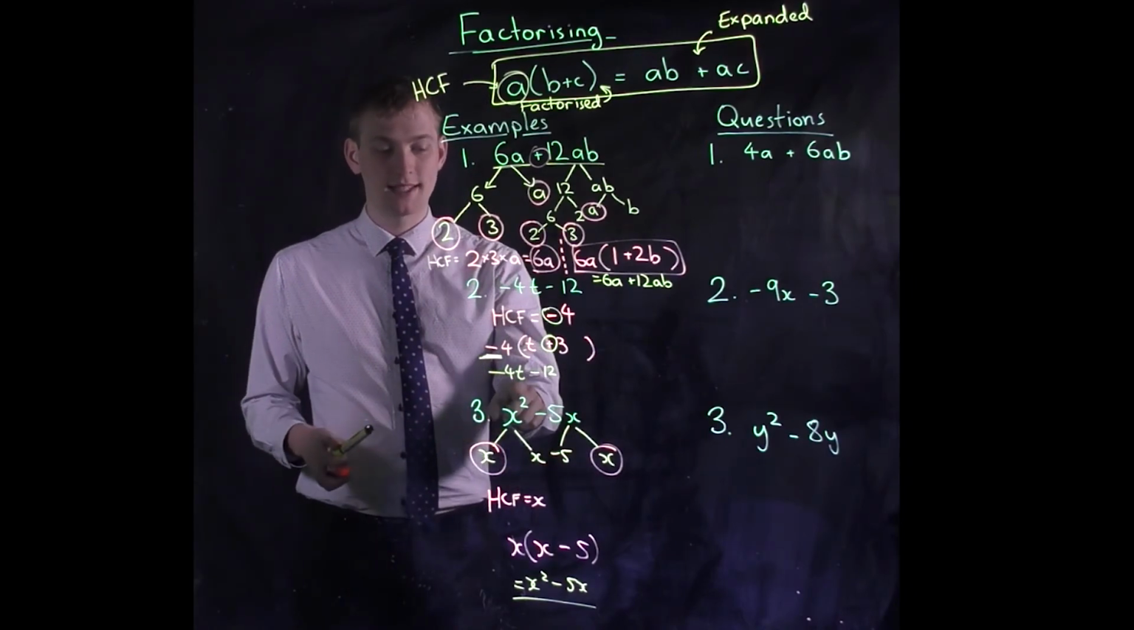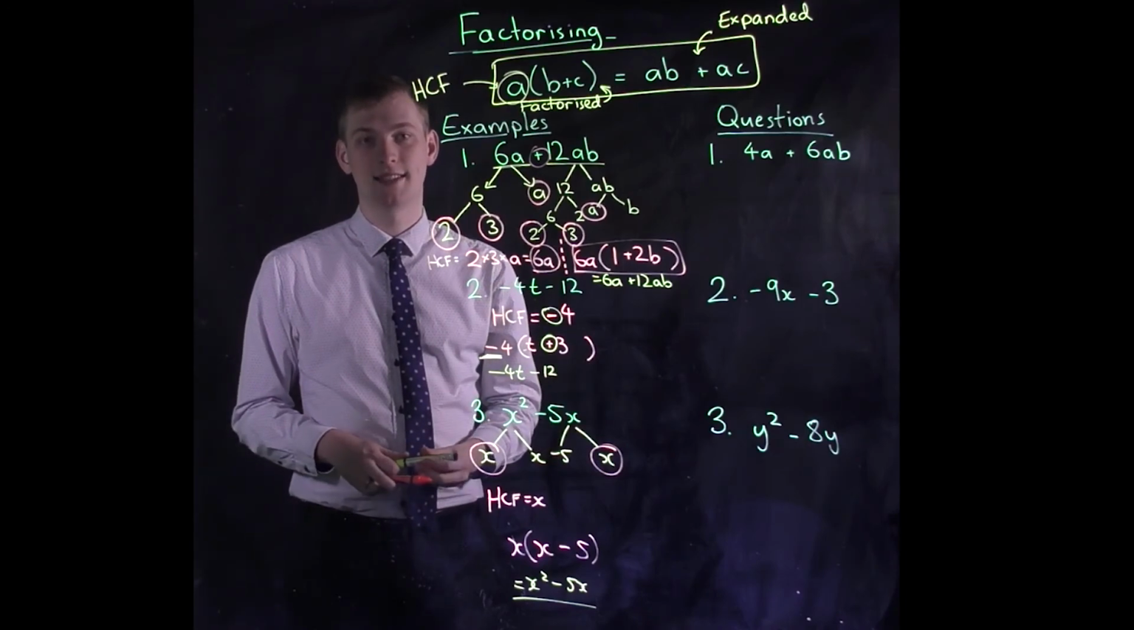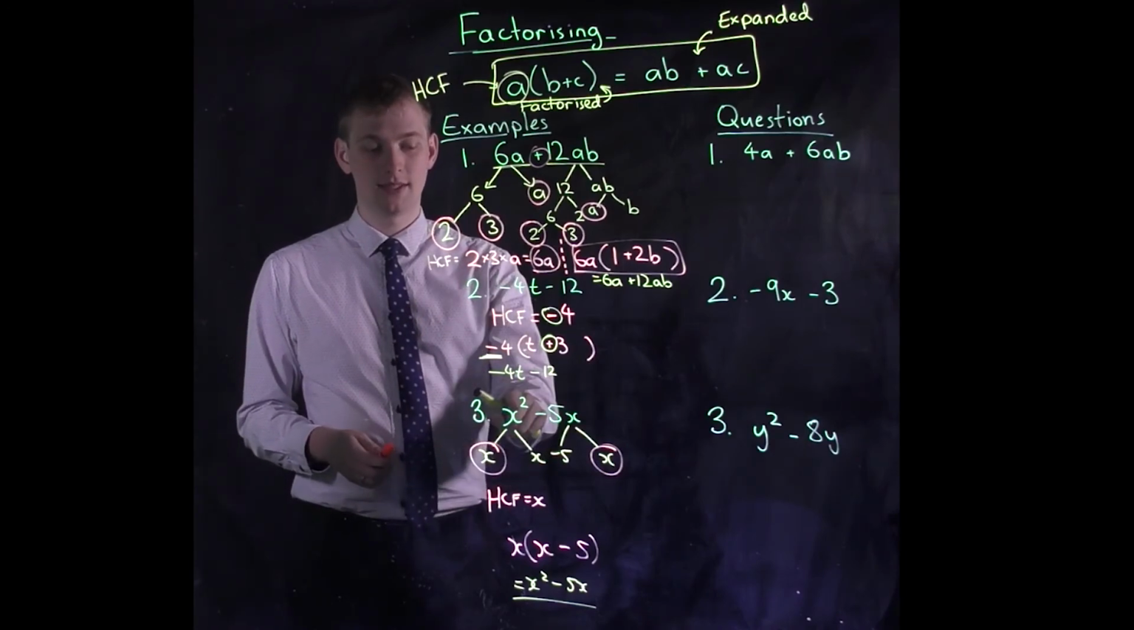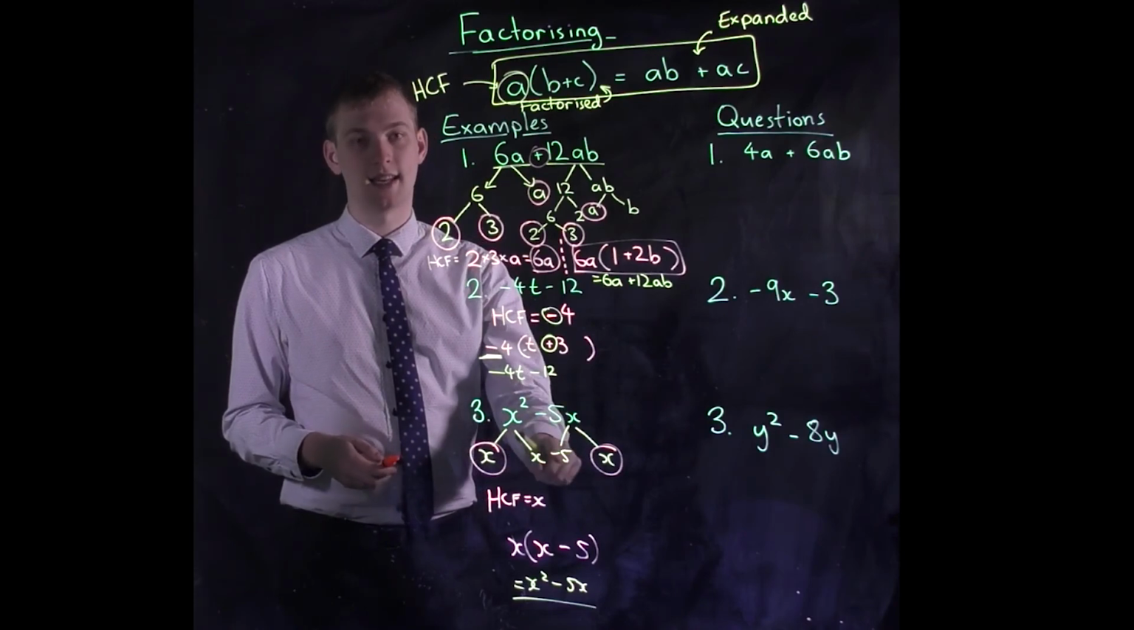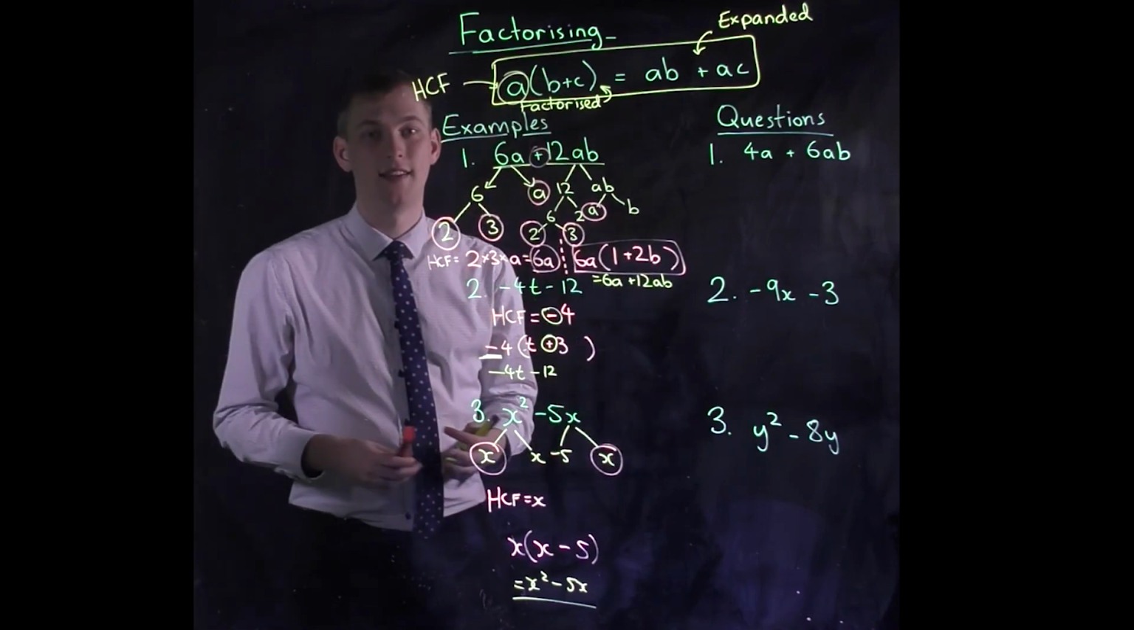So don't be scared by seeing squared and cubed signs. That just means that you can put down as many x's as there are of that number. So if that was x cubed, we'd put x, x, and x. Now there's 3 questions. Have a go at those, and then I'll show you the answers.